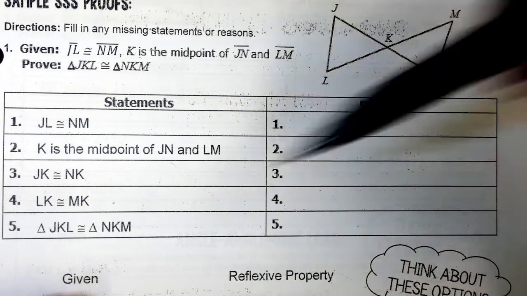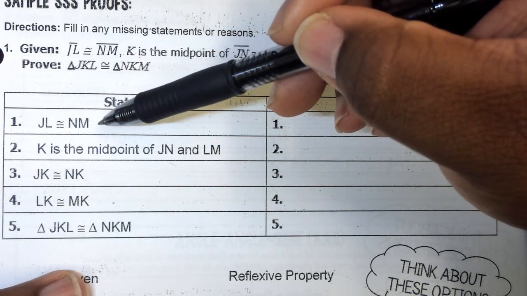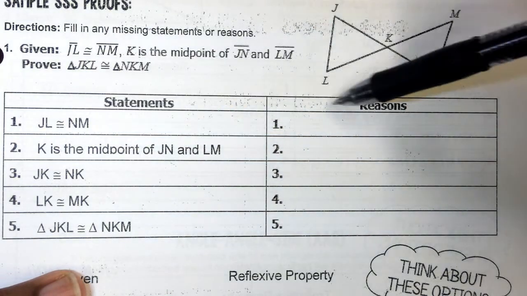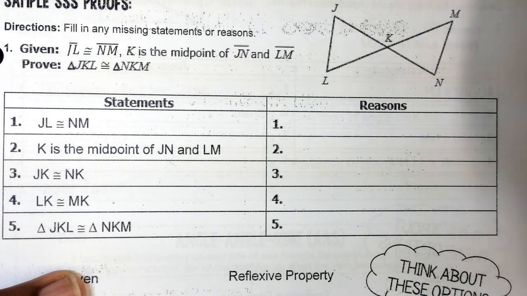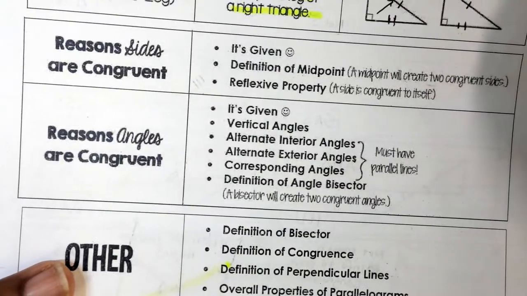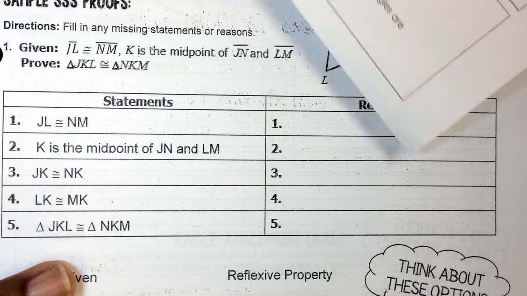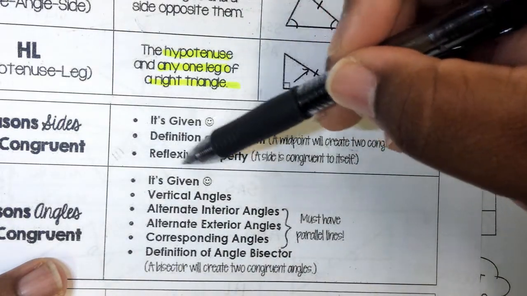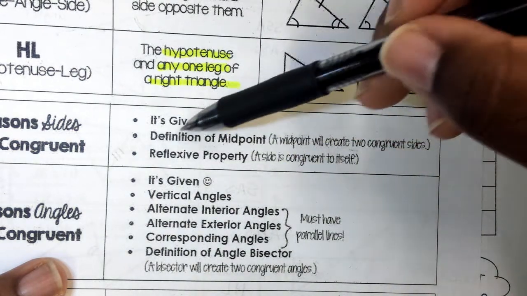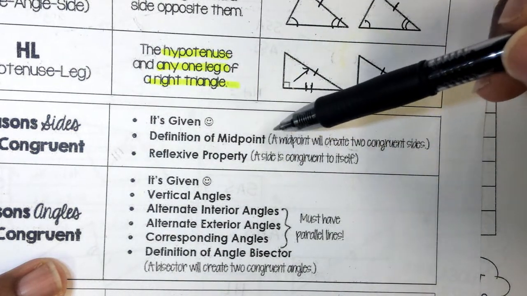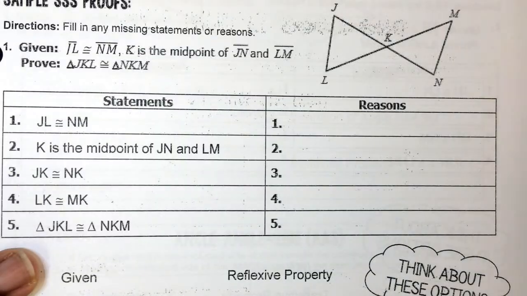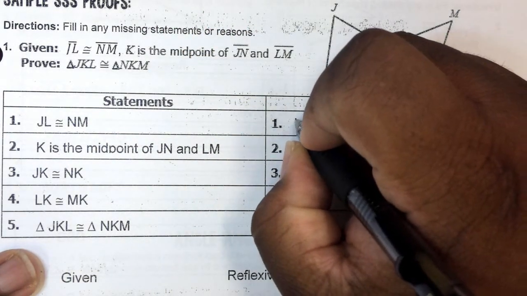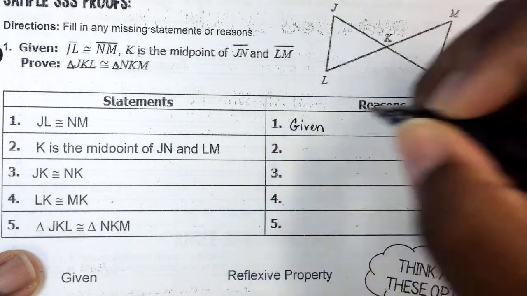So the first statement down here is JL is congruent to NM. That's a statement. I have to provide a reason why I know that statement. And the reason for this one is simple. If you look on your reference sheet, it's on there too. They said a side was congruent to a side. On the reference sheet, you have 3 reasons that sides might be congruent. It's given, definition of a midpoint, or reflexive property. We'll get to that when we see it. In this case, I know JL is congruent to NM because they gave me that information. So just write given in there. This is given information.